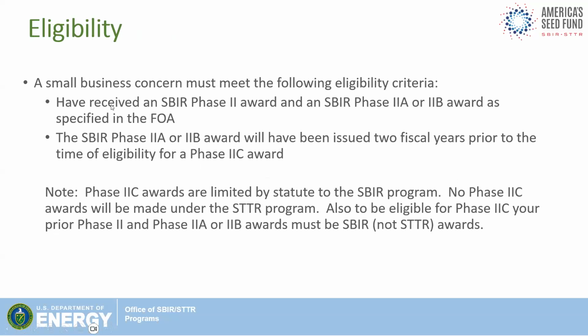So you must meet the following criteria. You have to have received a first Phase 2 award and a second Phase 2 award. The Phase 2A or 2B award will have been issued 2 years prior to the time of eligibility for the third award. There's only a one-shot chance for your Phase 2C, and we are limited to the SBIR program. So your Phase 2 and Phase 2A or B must be SBIR, not STTR awards.